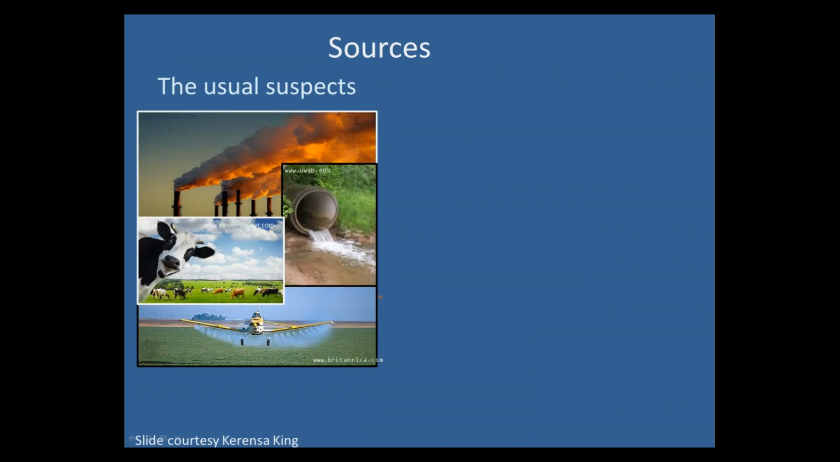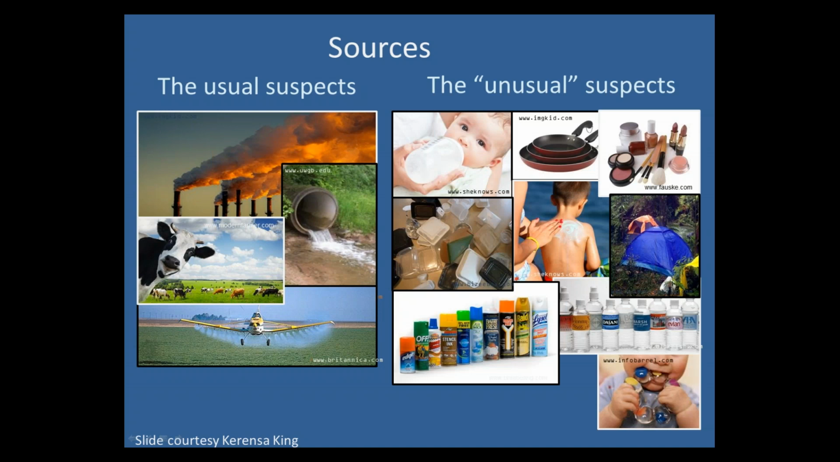So when we think about where these kinds of chemicals might be coming from, of course, when we think about pollution, we have these pictures that immediately pop up in our heads about factories and large-scale agriculture and things like that. But many of these contaminants also come from more unusual sources. So these are household products, cosmetics, fabrics, things that don't necessarily come from one big source like a power plant or a wastewater treatment plant, but from dispersed sources.